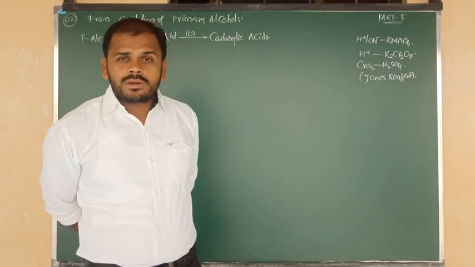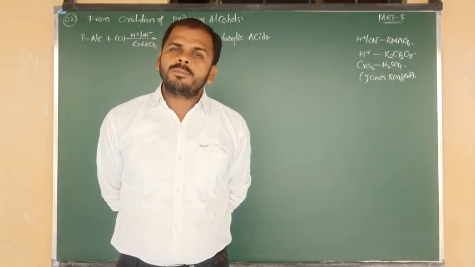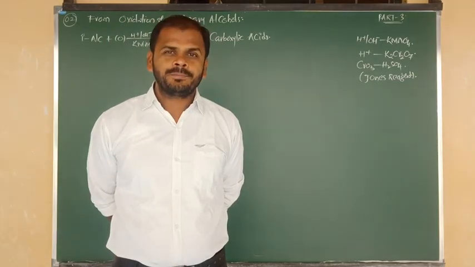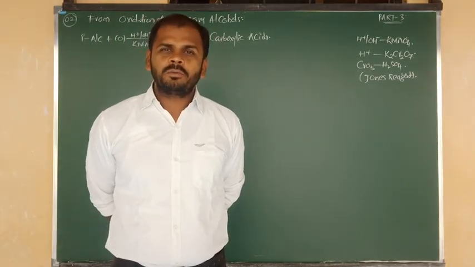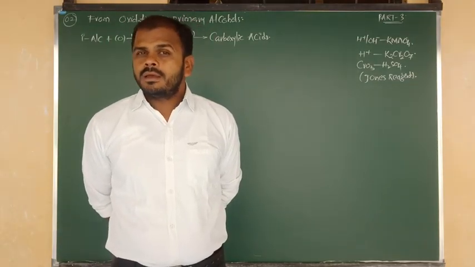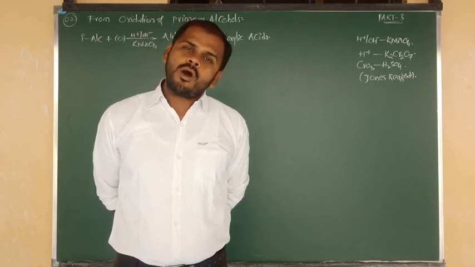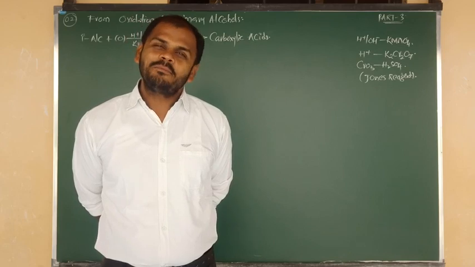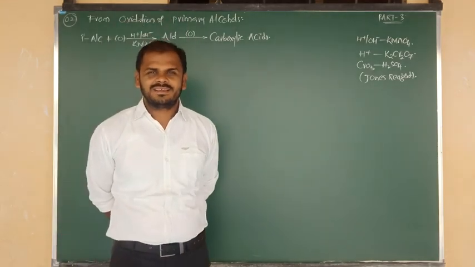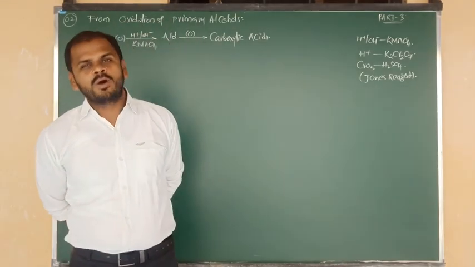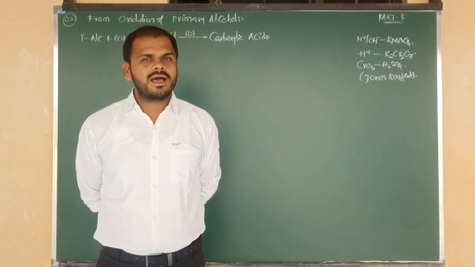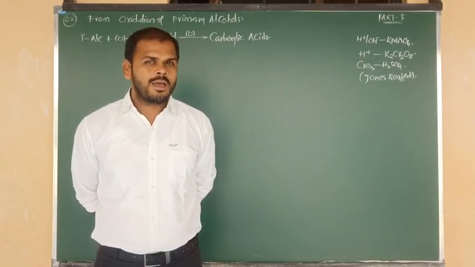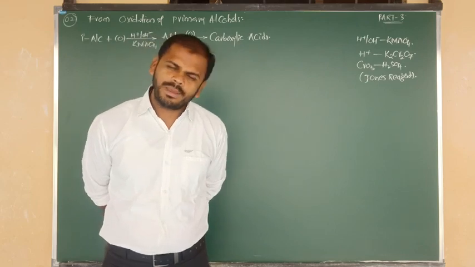This is the third video class in the topic of carboxylic acids. In the last class we have seen the structure of the carboxyl group and isomerism in carboxylic acids, and we also started the preparation of carboxylic acids. In the last class we completed the first method, that is the oxidation of alkyl benzene.